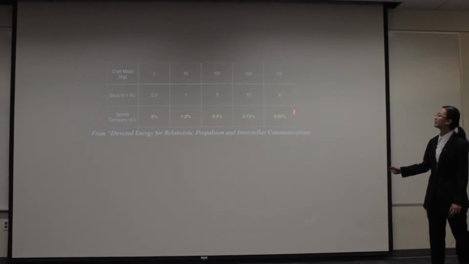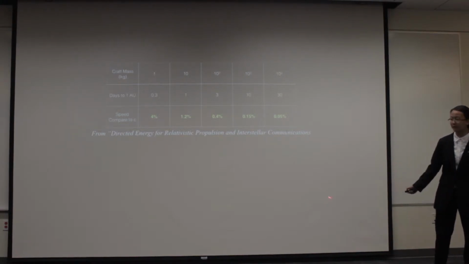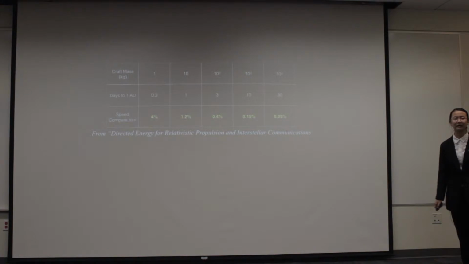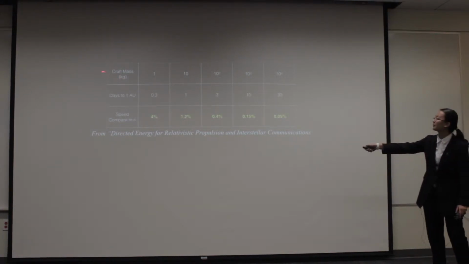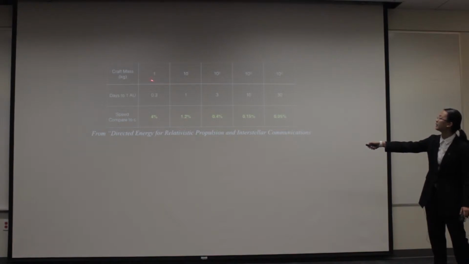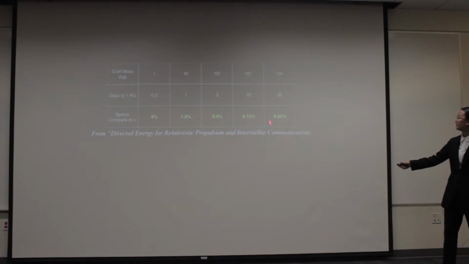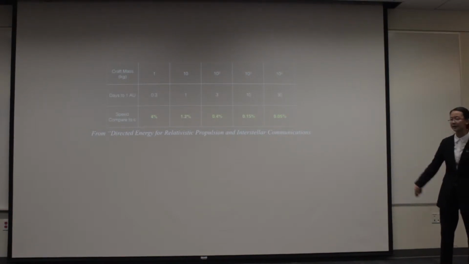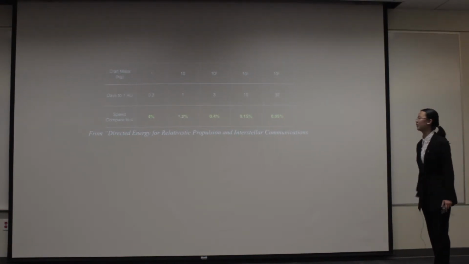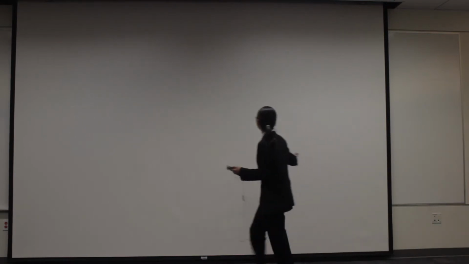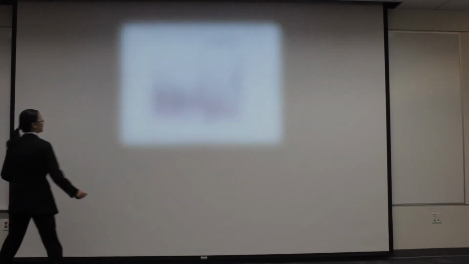This is a simulation result for DSTAR 4. DSTAR 4 is just one of our laser systems. Among these, the craft mass varied from 1 kilogram to 10 to the 4th kilograms. And even the slowest one is 10 times faster than Voyager. So everything just seems really cool. But what is the problem? So here is the problem.